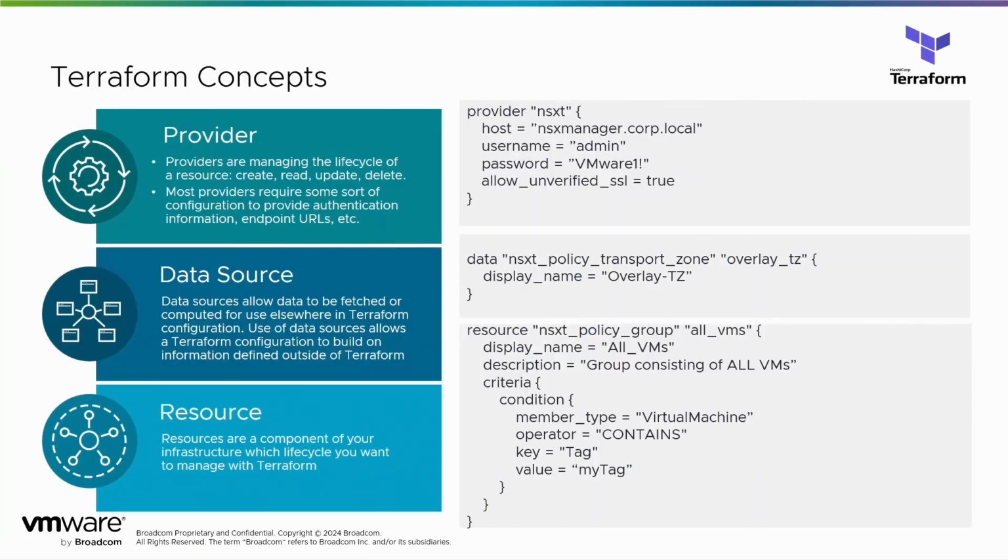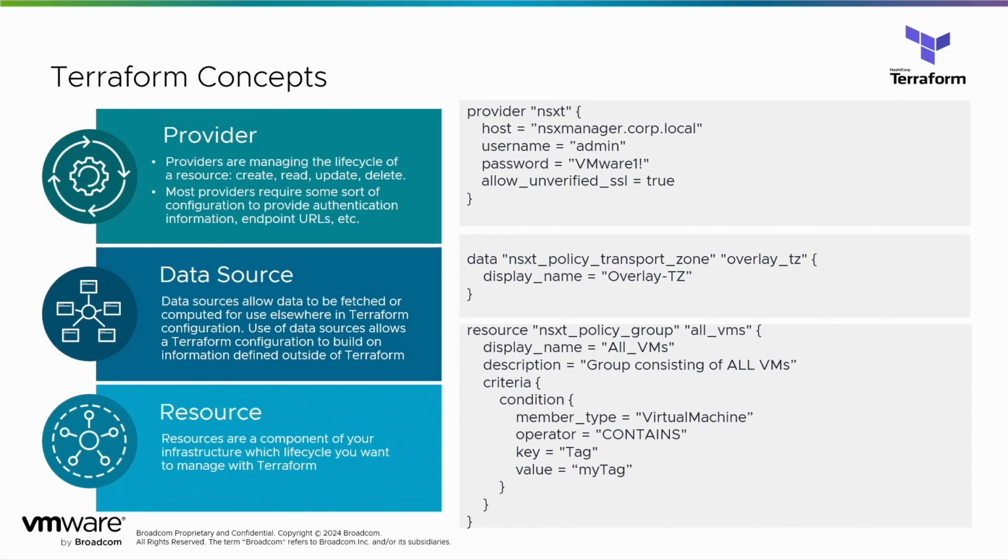So let's look at some of the Terraform concepts. We have a provider which is responsible for the lifecycle of a resource. These are CRUD actions like create, read, update, and delete. And most providers require some sort of configuration to provide authentication information, endpoint URLs, etc. So in this case, we have the FQDN of the NSX Manager, the username, the password, and allowing unverified SSL.